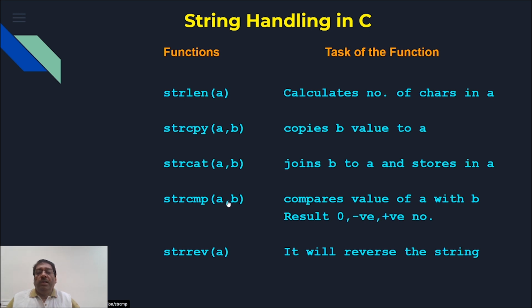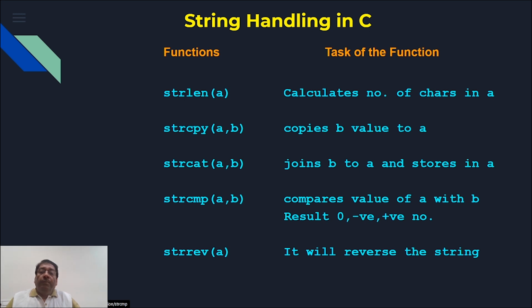So if the result of this is 0, then it means the value of A and the value of B is the same. But if the result is going to be negative, it means that your first string value is smaller than the second string. If it is positive, it means your first string is greater than the second string. This is what we are talking about alphabetically.